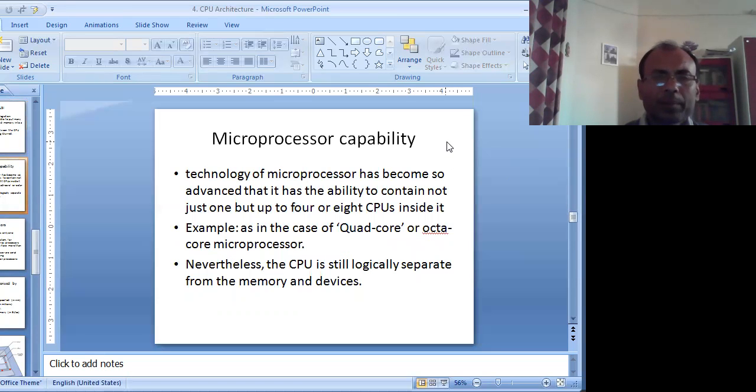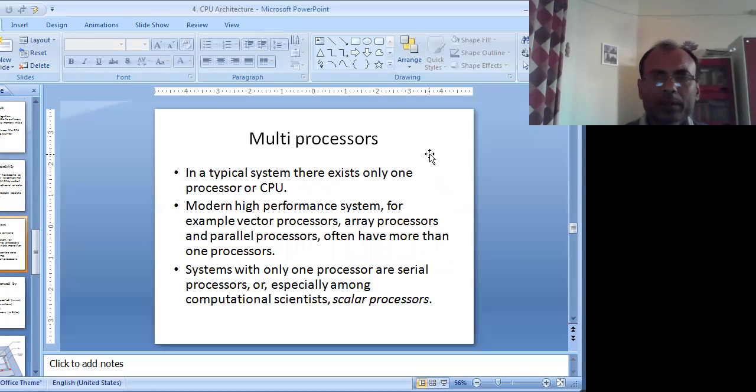Now, the microprocessor capability. I explained this recently: dual core, quad core, octa core. Now, multiprocessors. Modern computers have more than one CPU in close communication with each other as a single system. The entire system has more than one CPU or microprocessor in close communication with each other, and that system having multiple CPUs is called a multiprocessor system.